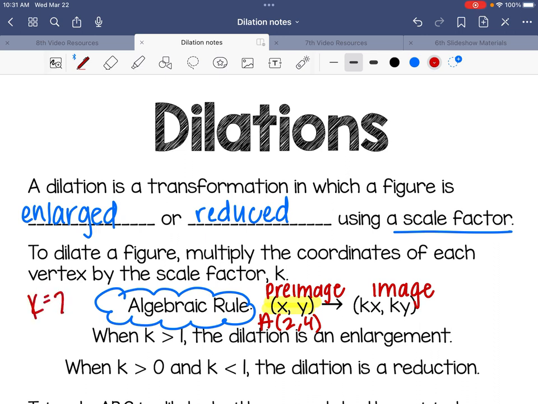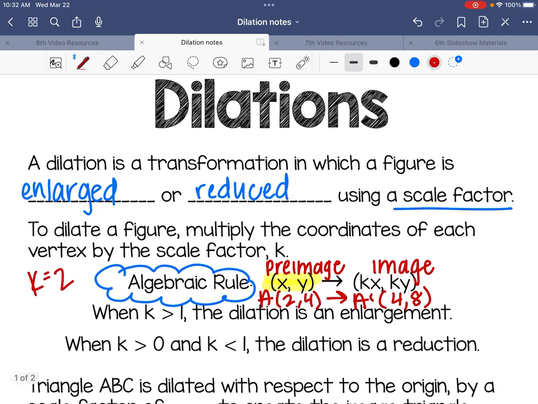So let's say we have point A, which is at (2, 4), and our scale factor is 2. Then to get A prime, I would take x, which is 2, multiply it by the scale factor, which is 2, and get 4. And then to find the new y-coordinate, I would take the original y, which is 4, multiply it by the scale factor of 2 to get 8. So we have our pre-image point and then our image point.